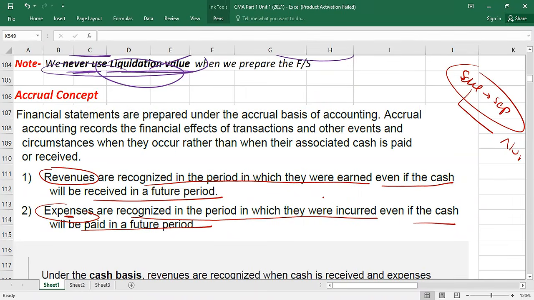So the rule is: revenue should be recorded when it is earned, even if you receive the cash or not. And expenses should be recorded when they are incurred, even if you have not paid the cash for them. Okay? Is it clear?